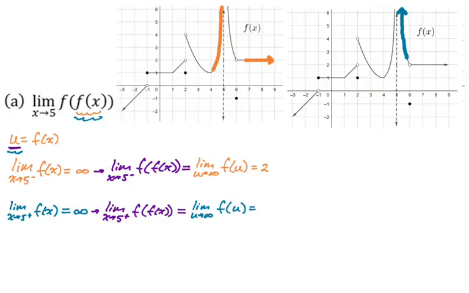You want to break it down, look at the inner function, see what's happening. And then once you know what the inner function is doing, rewrite the problem and look at the new limit. So this became the limit as u approaches infinity. But again, if u is approaching infinity, we're still just going to be at 2. Because both of those are true, we can say the limit as x approaches 5 of f of x is 2. All right, so that's the general idea.